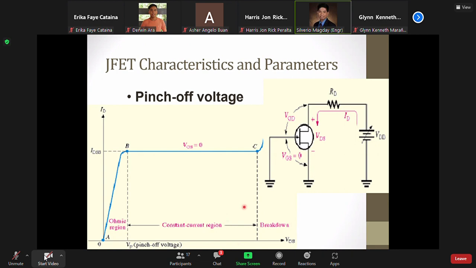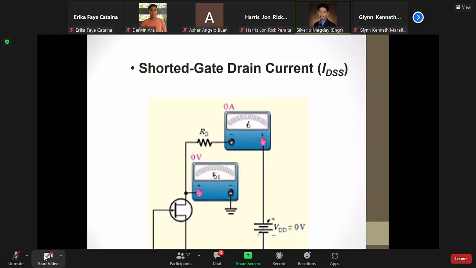So yung VP, pinch off voltage, is measured kapag your VGS is already at 0. Kaya pag titignan natin, mas simple na nga si JFET than your BJT, kasi minsan Shockley's equation na lang yung ginagamit, tapos konti na lang yung calculation. Kaya mas mahirap si BJT compared kay FET.